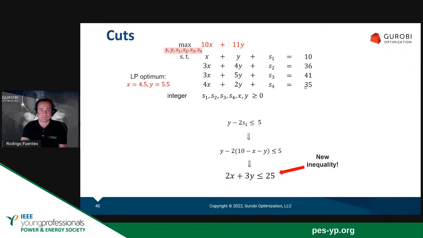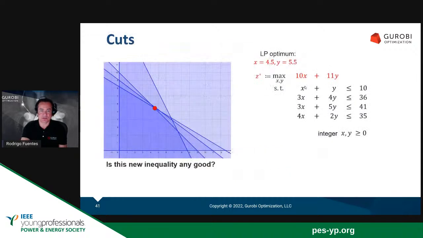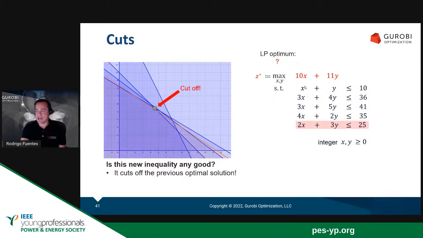So let's see what happens with this new inequality we just derived. We have that point there that we don't like because it's fractional on the LP relaxation. Now we're going to add this new inequality, and that new inequality that you see there is the red line on the graph. That red line is just below the point, so it will cut off that 5.5 point from the graph. So it's removed from the problem. So it cuts the optimal solution of the LP relaxation. When I say LP relaxation, it's the problem that doesn't have integrality constraints.